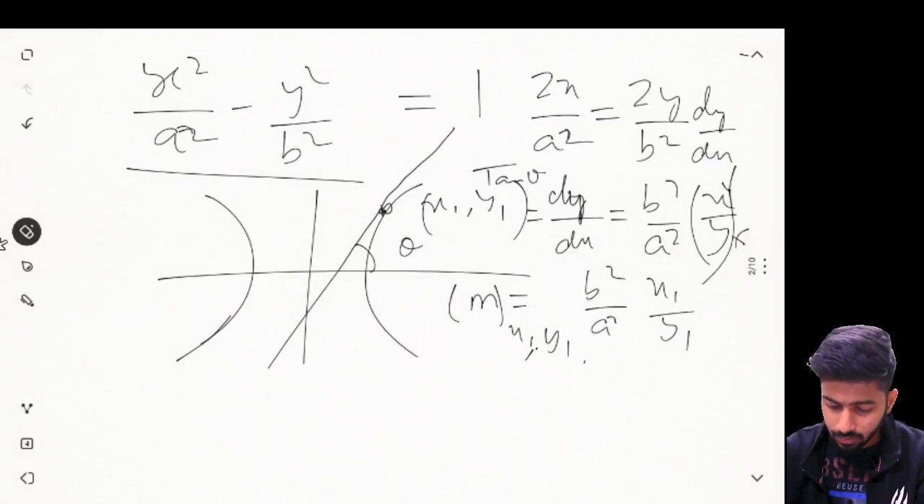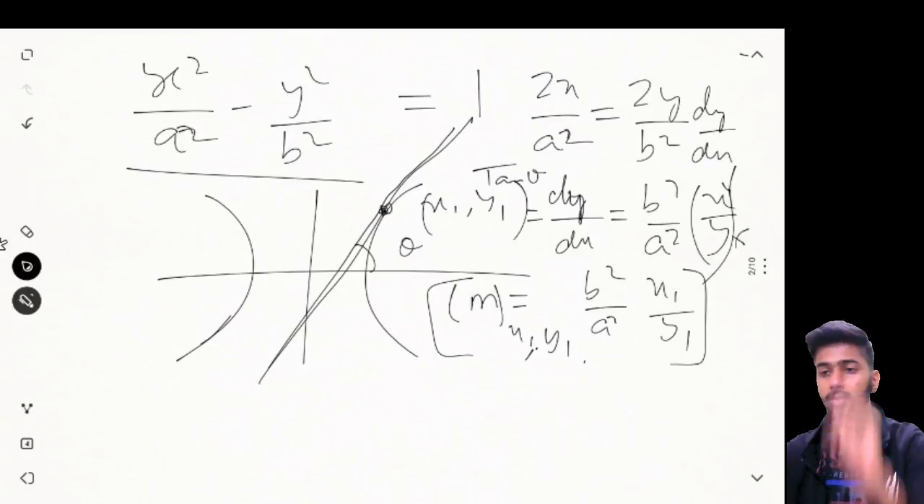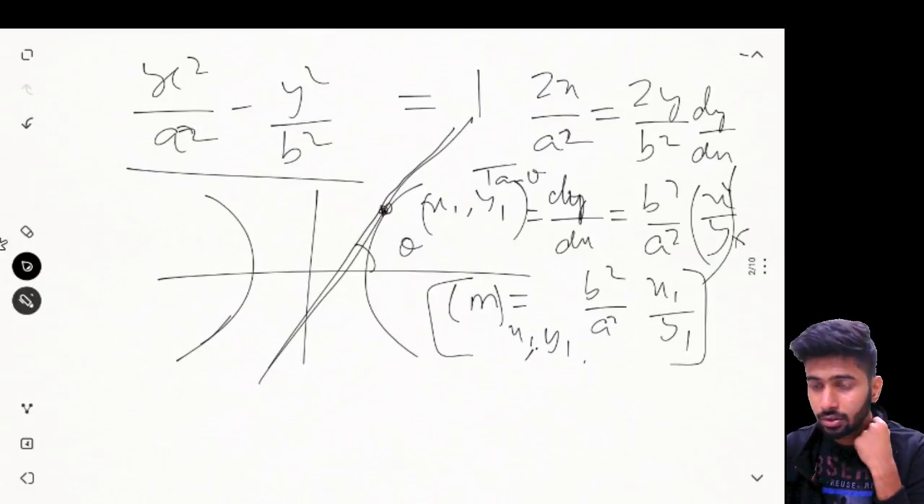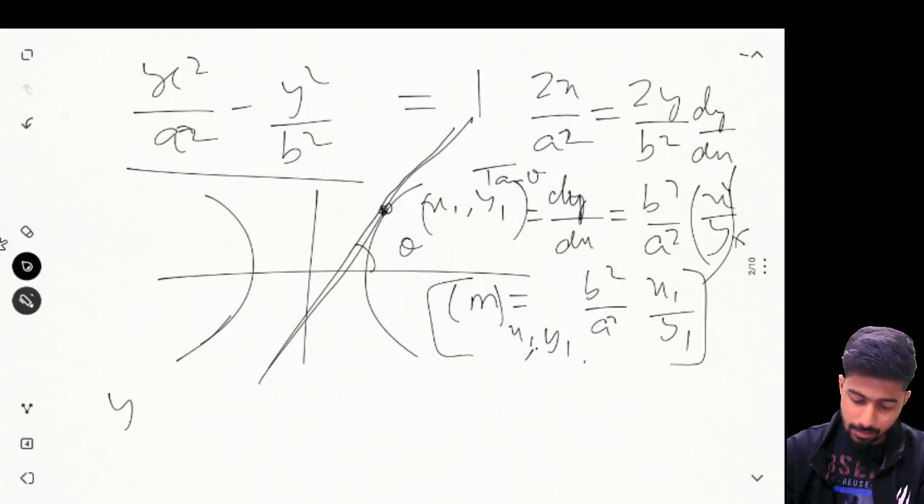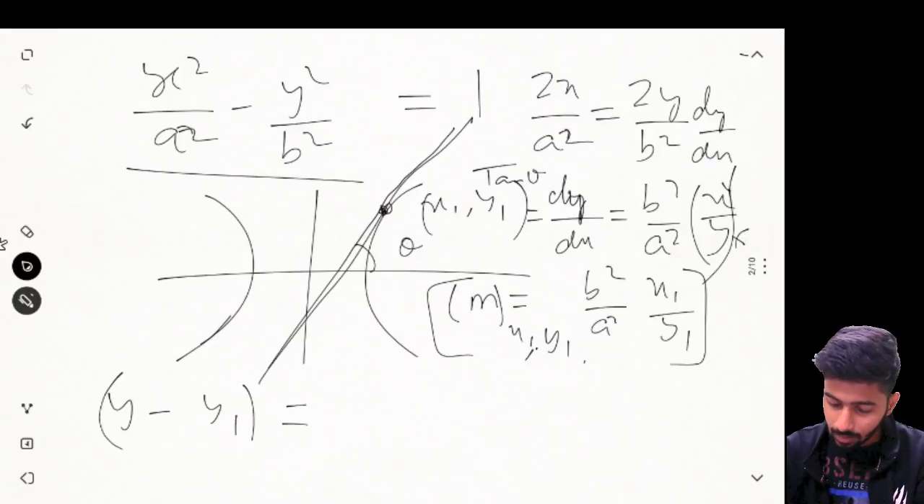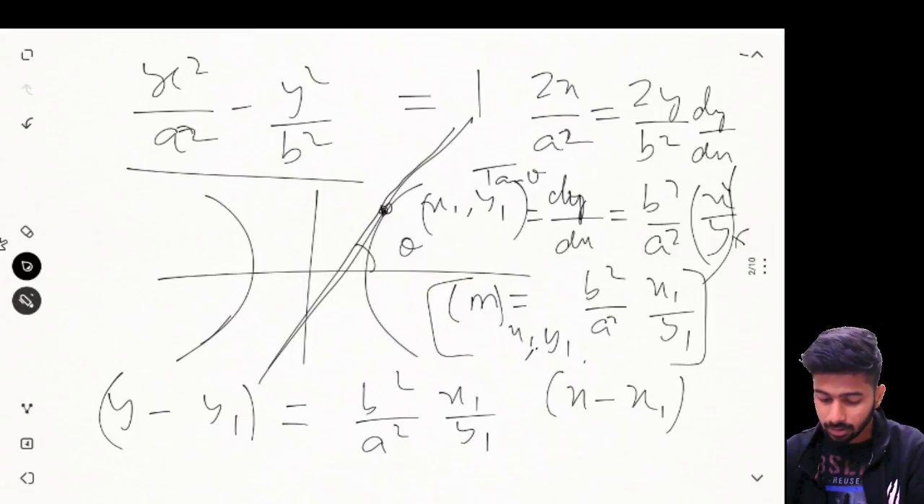So you want the equation of a straight line whose slope is already given. Not given, you have actually calculated. And the point, you also know a point on the line which is x1 y1 itself. So once you have a slope and a point, you can use the slope point form to get the equation of the line, which is y minus y1 is equals to m, which is this b square by a square into x1 by y1 into x minus x1. Right? So this is what you have.